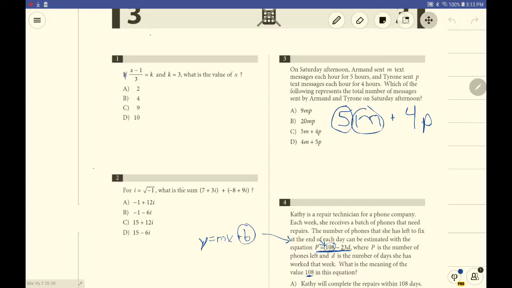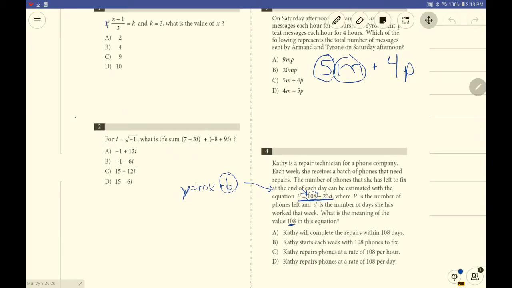So here we go. This is starting with the first time we met, problem number 3. We're putting together an expression to talk about the total number of messages. So it's Tyrone times P and Armand times M, and that's the total number. It's going to be kind of quick, but you can, of course, pause it and look at the problem anytime you want.